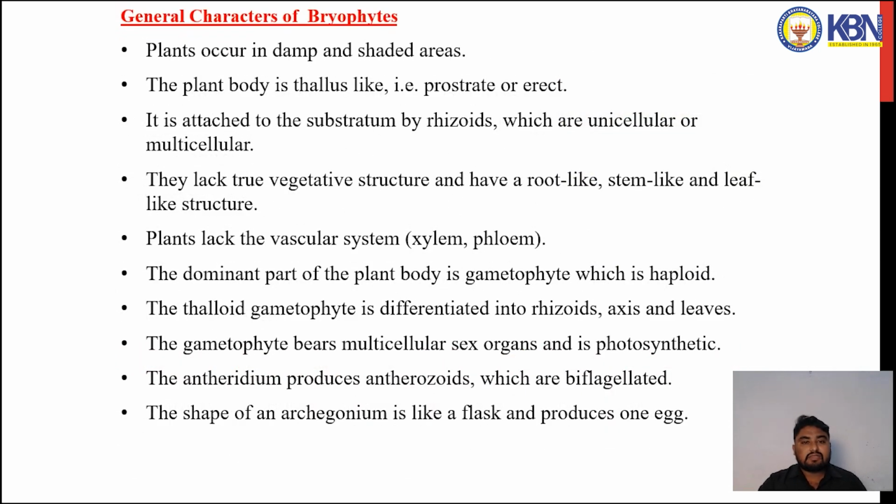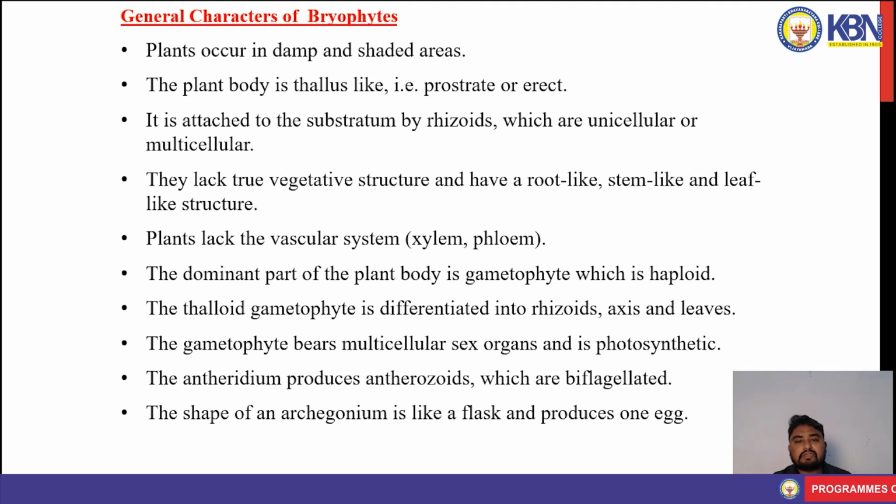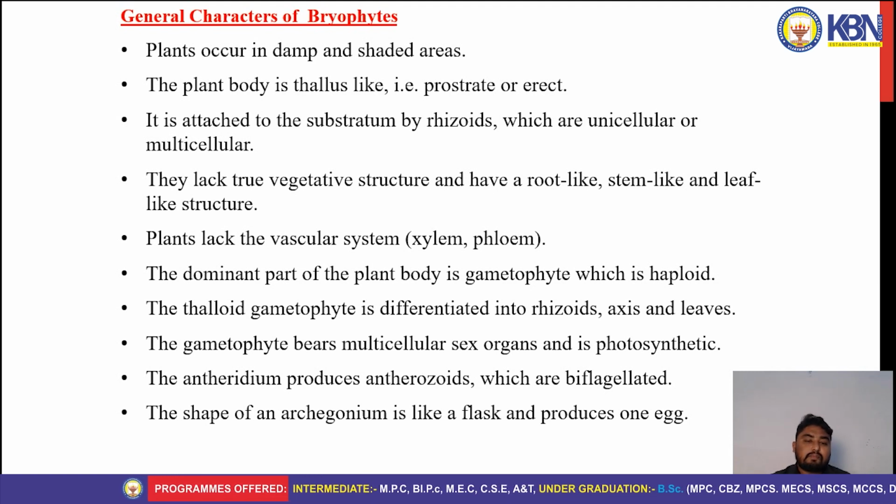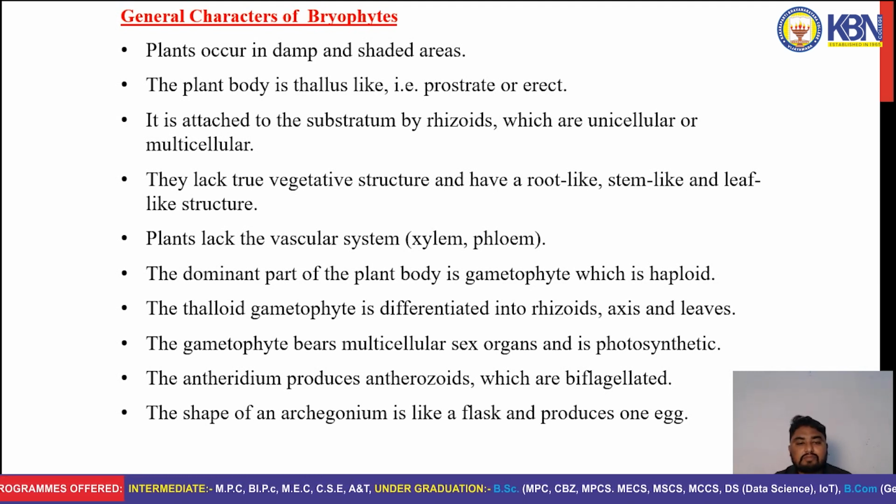Next, the general characteristics of bryophytes. The plants occur in damp and shaded areas. The plant body is thallus-like, prostrate or erect. It is attached to the substratum by rhizoids, which are unicellular or multicellular. They lack true vegetative structures such as roots, stems and leaves. Plants lack the vascular system, which is nothing but xylem and phloem.